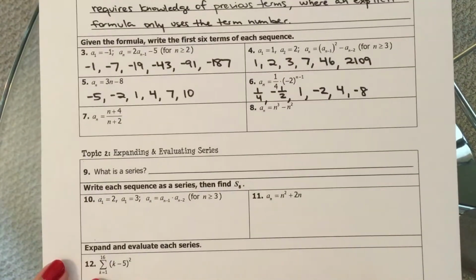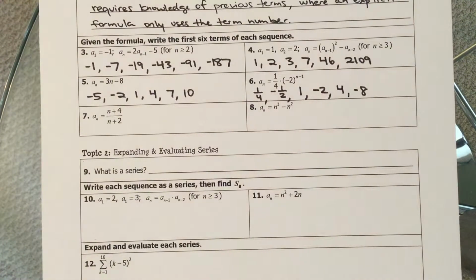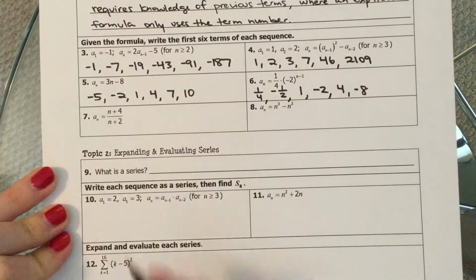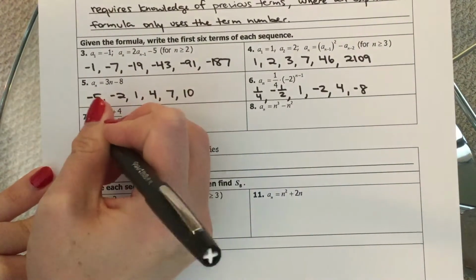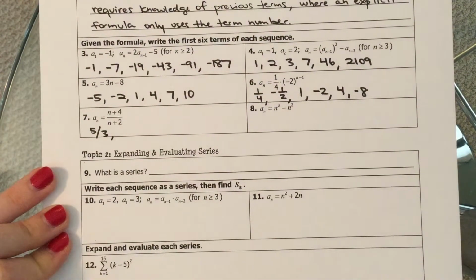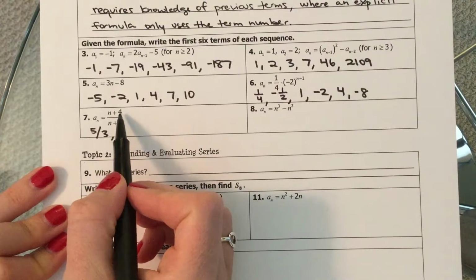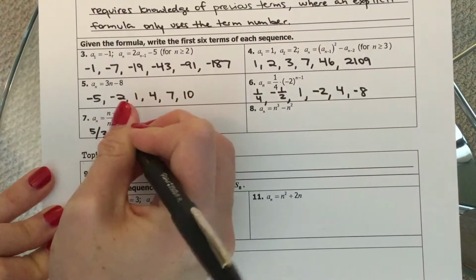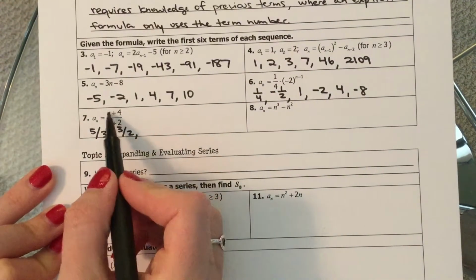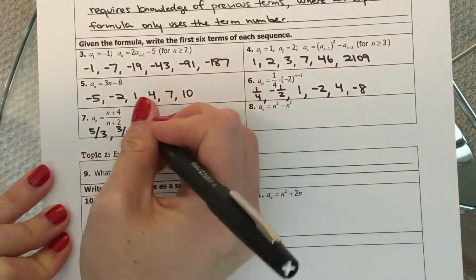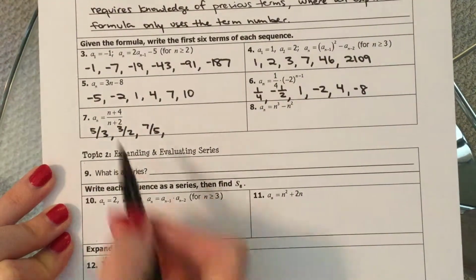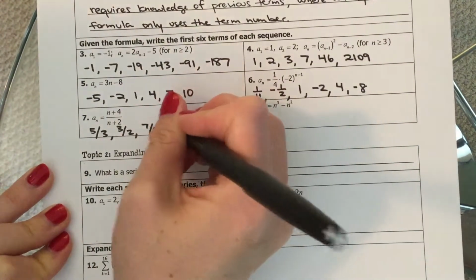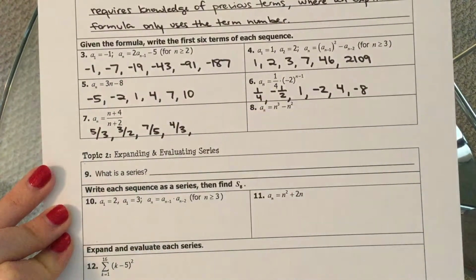All right, number 7, another explicit formula. So 1 plus 4 is 5, 1 plus 2 is 3, so 5 over 3. We'll see if any of these reduce. 2 plus 4, so 6 over 4, and 6 over 4 does reduce down to 3/2. Next is 3. 3 plus 4 is 7. 3 plus 2 is 5. Then 4. 4 plus 4 is 8. 4 plus 2 is 6. So 8 over 6 reduces down to 4 over 3.